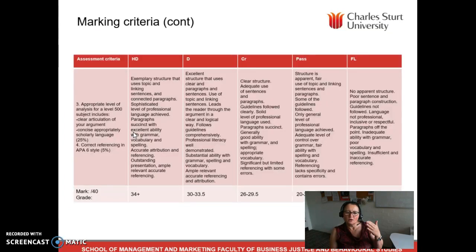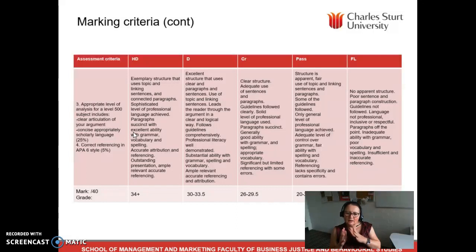And then finally, the appropriate level of analysis, clear articulation of your argument using scholarly language and correct references. So it's an exemplary structure that uses topic and linking sentences and connected paragraphs. So you're using professional language, your paragraphs are succinct with excellent ability with grammar, vocabulary and spelling. You accurately attribute. So what that means is that when you cite literature, you attribute that accurately. If you quote something, you need to put page numbers in. Okay? So that's really important. And it has to be accurate and relevant referencing.